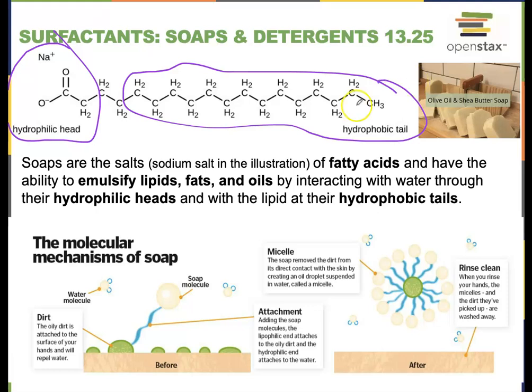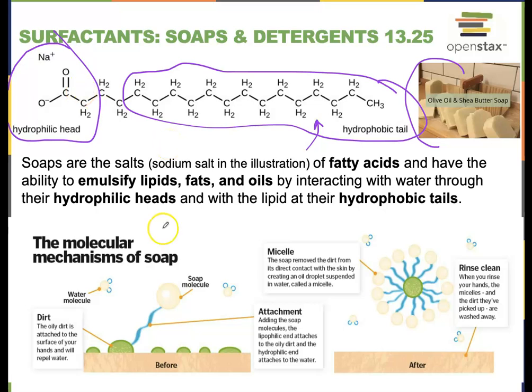How they work is, well, how they're made, right? They're the salts of fatty acids. So this hydrophobic tail came from a fat. That's why we have soaps that are derived from animal fat. There's olive oil soaps. You can make soaps out of anything as long as it's a fat to begin with, like butter, because it'll produce this long hydrophobic tail, and you can chemically manipulate it to make a head there.